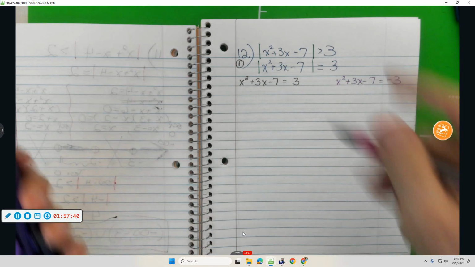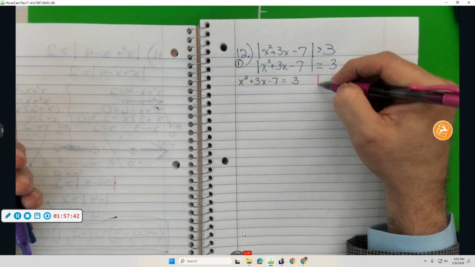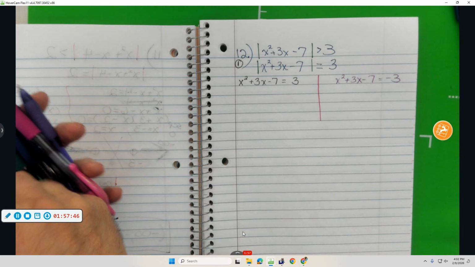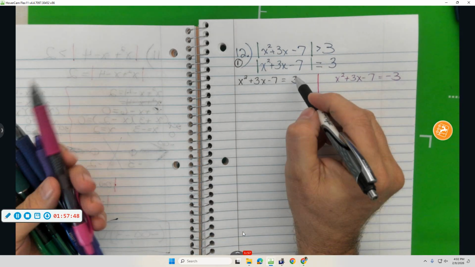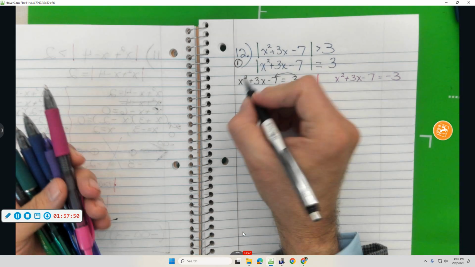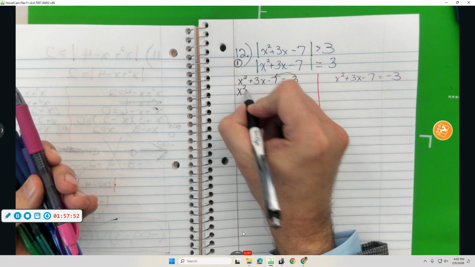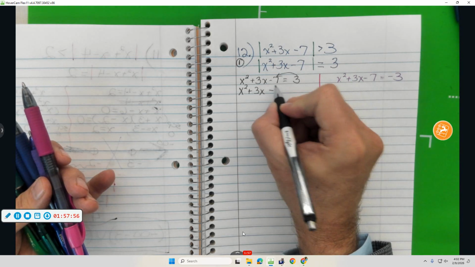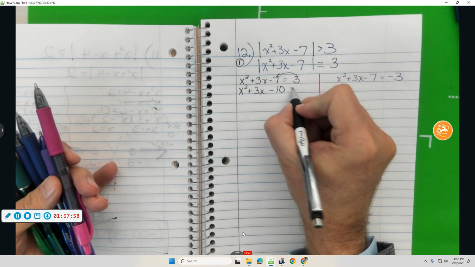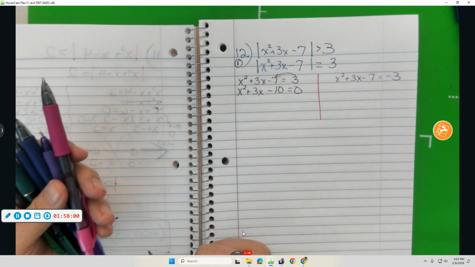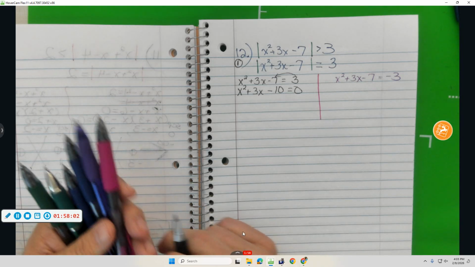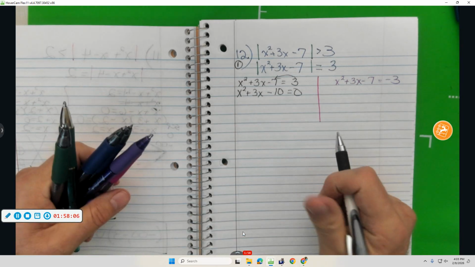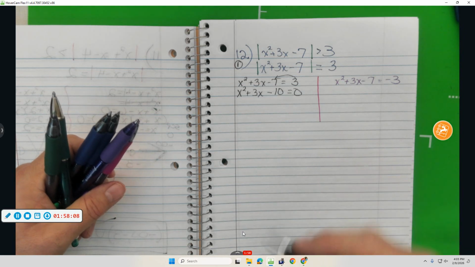Now, let's see. What am I going to have to do to solve these equations? Okay, subtract 3. So subtracting 3, we'll have x squared plus 3x minus 10 equals 0. Is it going to factor pretty easily? Yeah, it's literally programmed to factor easily, okay?